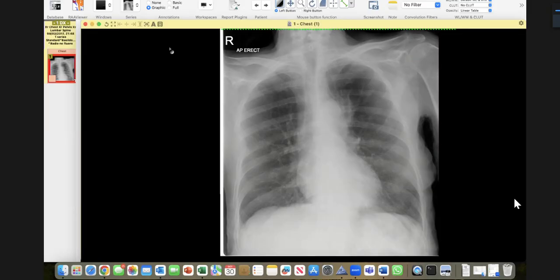I'm examining the bones, the clavicles. It is seen on the left, not on the right. The distal end appears normal, and the shoulder joint appears normal. The ribs also appear normal. I cannot see any fracture or any lesions.